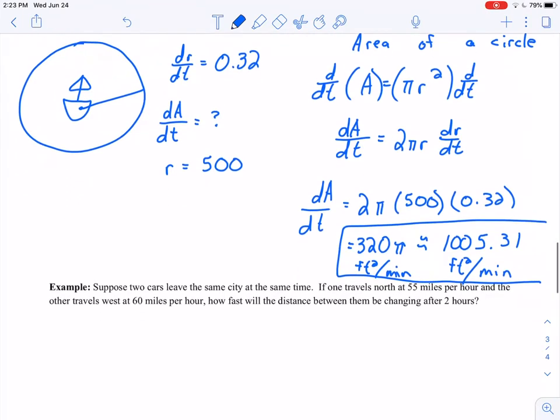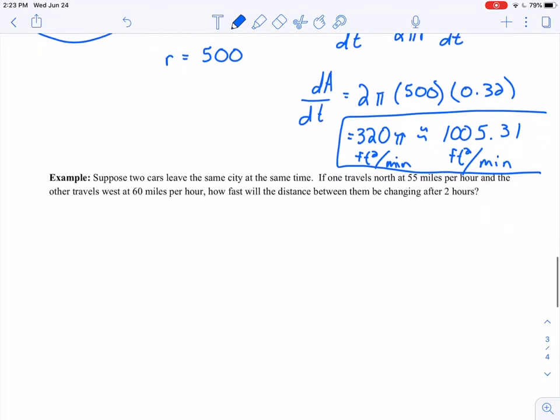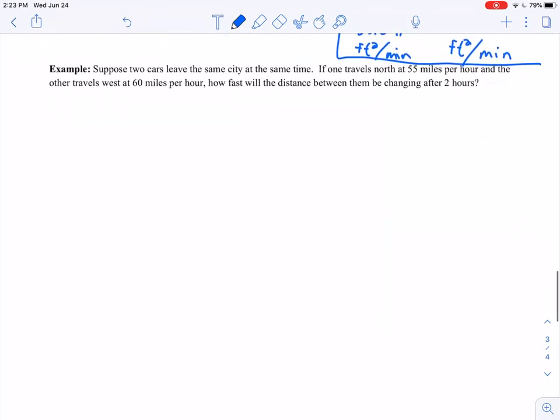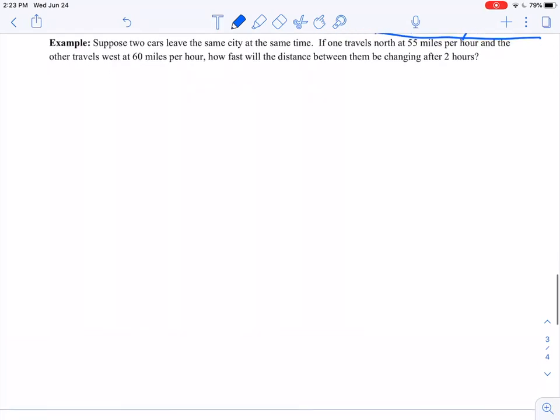Let's look at one more in this video. Here we have two cars that leave the same city at the same time. One car travels north at 55 miles per hour, and the other travels west at 60 miles per hour. So, okay, let's see. Here's our city. One car, it says, travels north. I'm going to call this side A, just to give it a name here. Now, I don't know what A is, but it says we're driving north at 55 miles per hour.